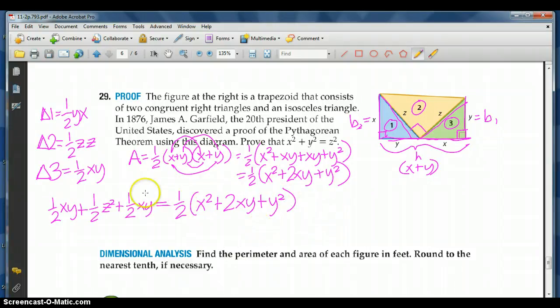Well, if I multiply both sides by 2, what happens? So I multiply each term here by 2. 2 times a half is 1, and I get xy plus z squared plus xy. And if I multiply this side by 2, since this is all in parentheses, I'm just multiplying the 1/2 by 2, so 1/2 times 2 is 1, so it cancels out, and I'm left with this expression.